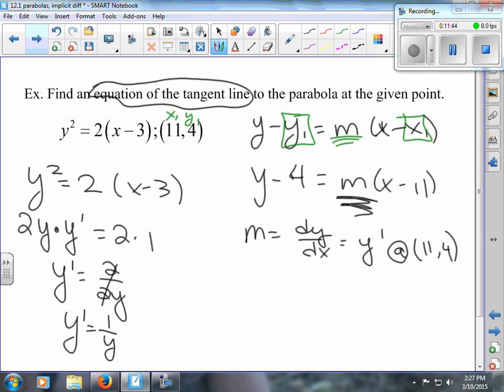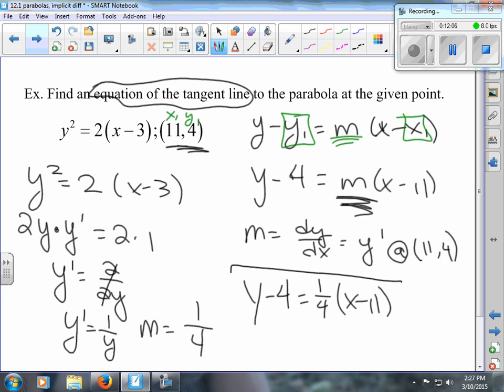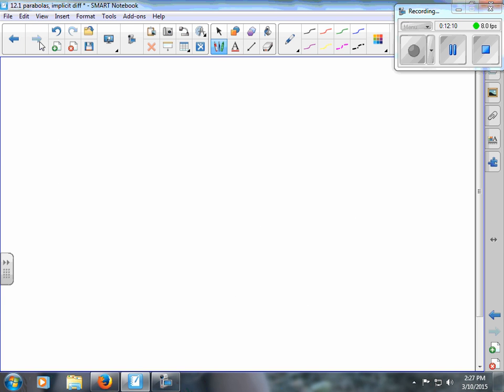This is going to be my slope, but I got to use my point. So m is going to equal 1 over y, and y was 4. So it turns out the 11 doesn't even matter. And now I'm done. I just need to fill that into my form. y minus 4 equals 1/4 times x minus 11. There is the equation of your tangent line. And I believe that's it. Yep, all done.